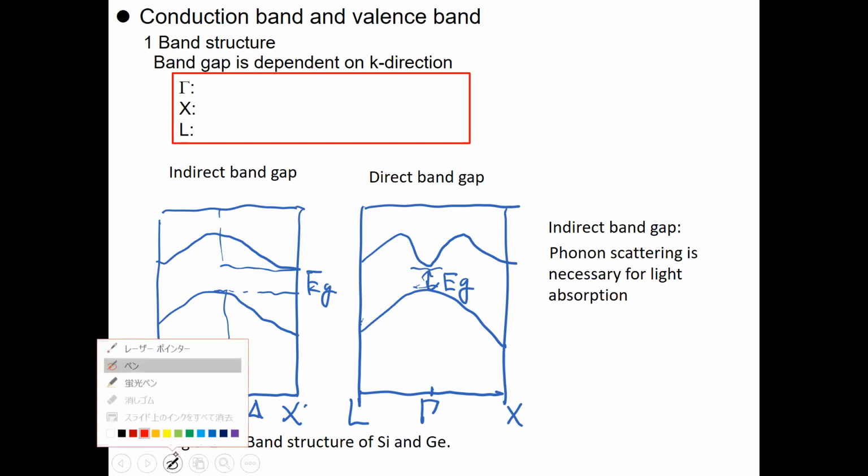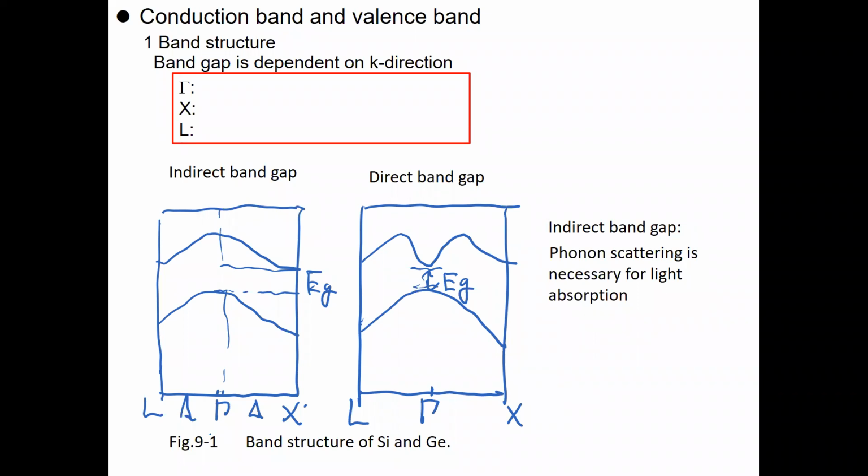And as we've already mentioned, there is some notation in the band structure diagram. Gamma indicates no k direction, X is the 1, 0, 0 direction, and L is the 1, 1, 1 direction. And as you can see, there are two types of band gaps and also semiconductors.